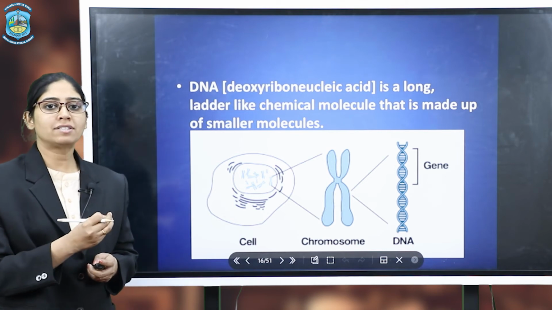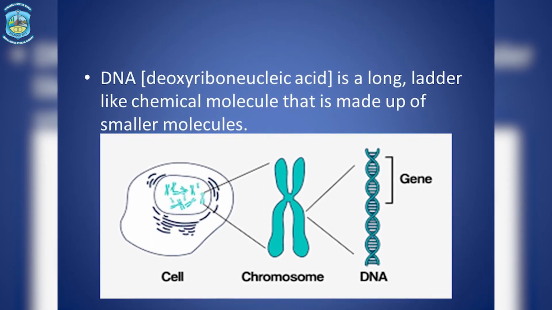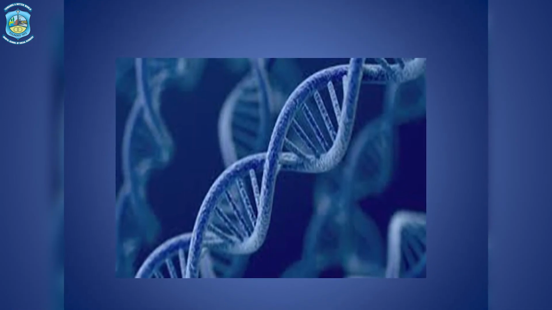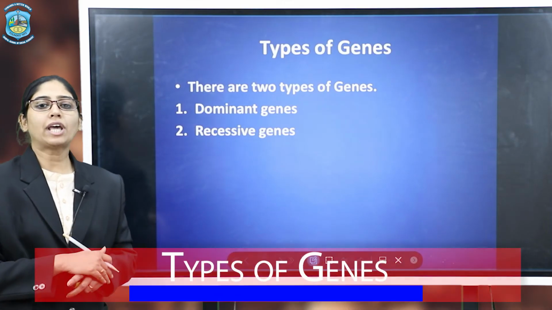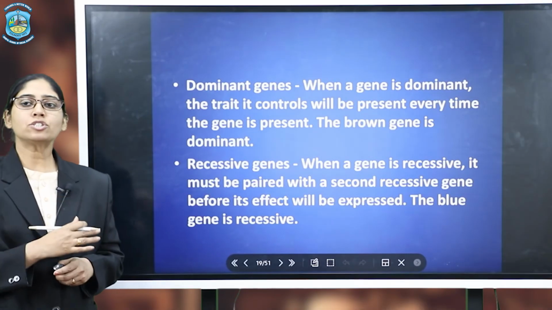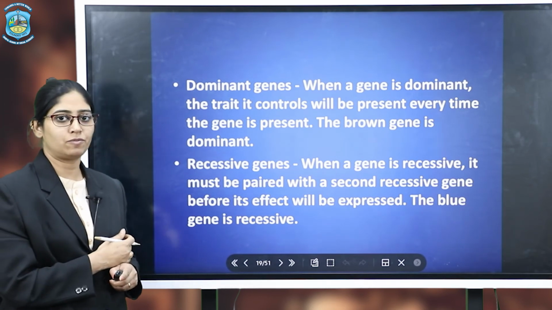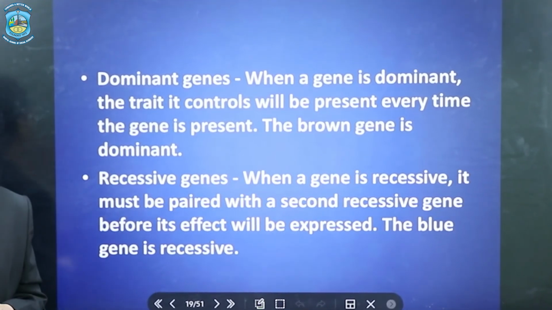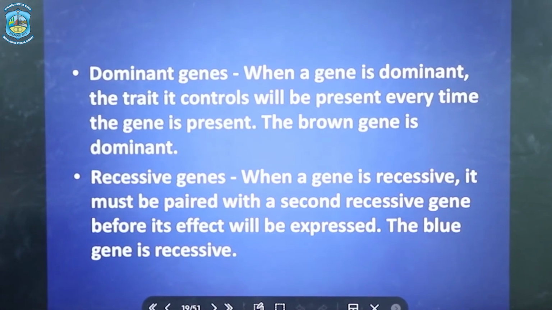DNA, the full form of which is deoxyribonucleic acid, is a long ladder-like chemical molecule that is made up of smaller molecules. This is a picture by which you can see the helical structure of the DNA. There are two types of genes, dominant genes and recessive genes. Now let us look into the detail about these two types of genes. The first is dominant genes and the second is recessive genes. When a gene is dominant, the trait it controls will be present every time the gene is present. Like the brown gene is dominant, so the color of the eye will be brown.